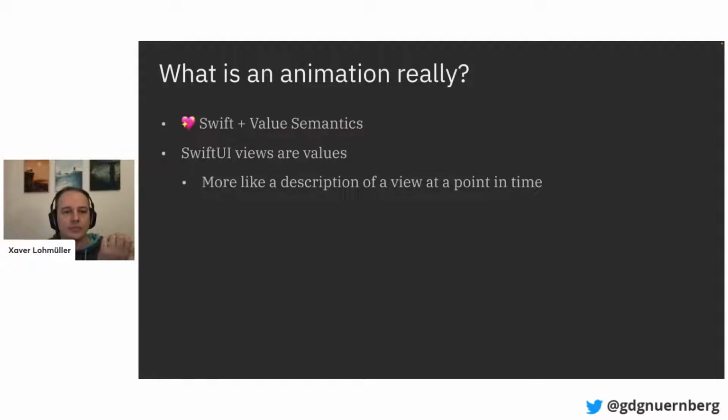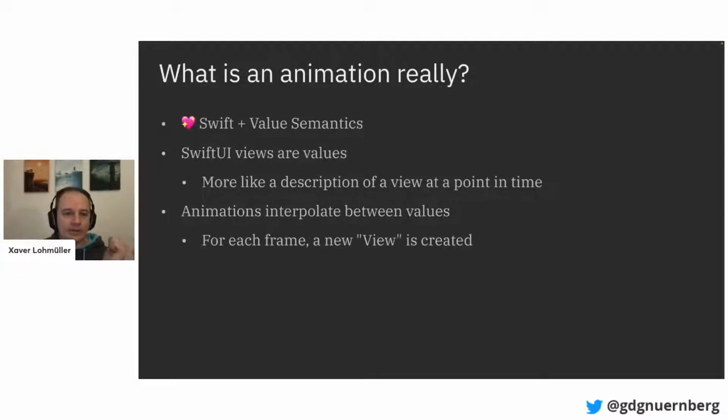We think of SwiftUI views more as a description of a view at any point in time. So think of a view that has some text, and in the next second it has a different text or different values. And then an animation really simply interpolates between two values. For each frame that is drawn, a new view object is created. This sounds really expensive, but SwiftUI takes care of this.